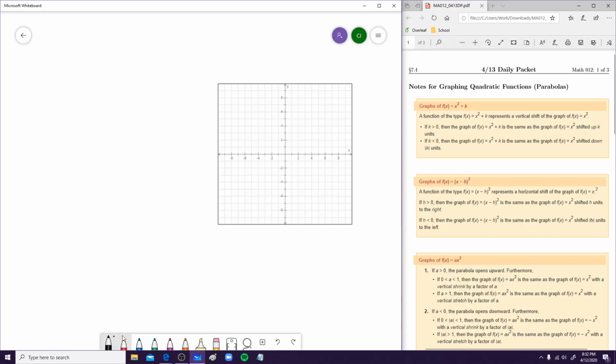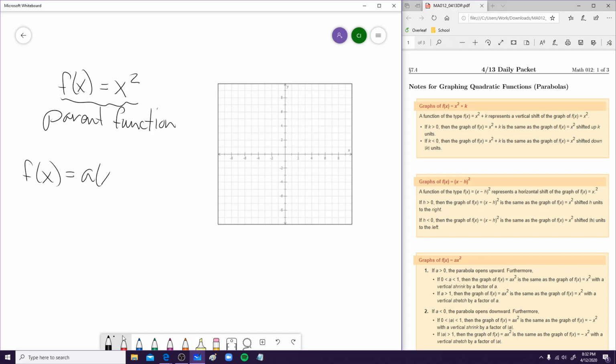the graph f of x, which is equal to x squared. This is a parent function. What is a parent function? A parent function is pretty much the simplest version of a function, like this version. For example, when f of x is equal to x squared, this is the most basic, but you can have so many different variations, like a times the quantity x minus h squared plus k. We'll learn more about this later, but it will still look like a parabola, just somewhere else on the graph.